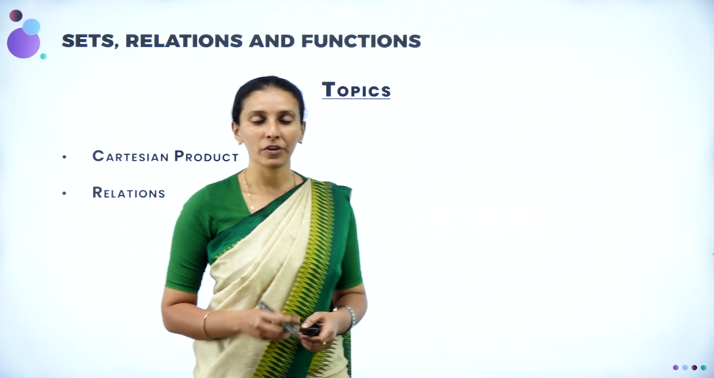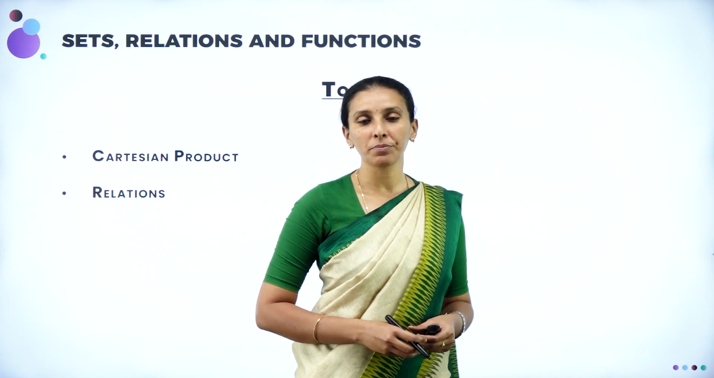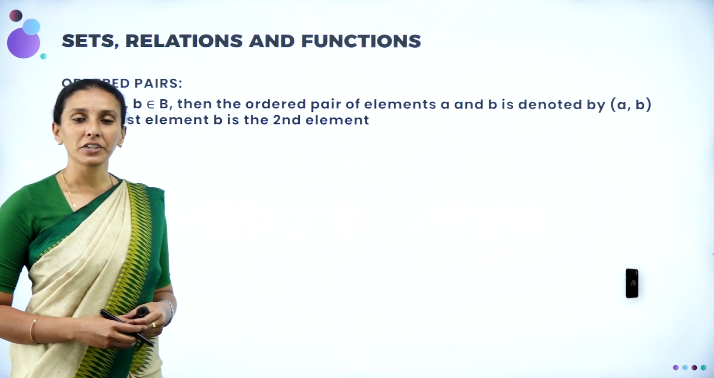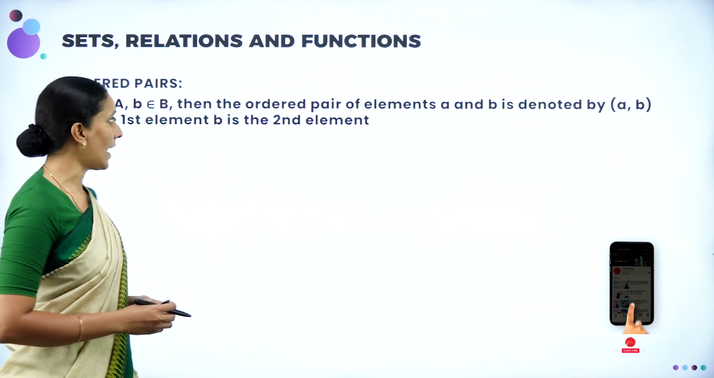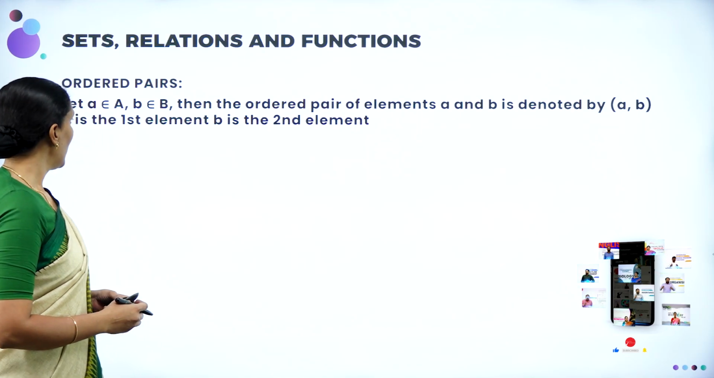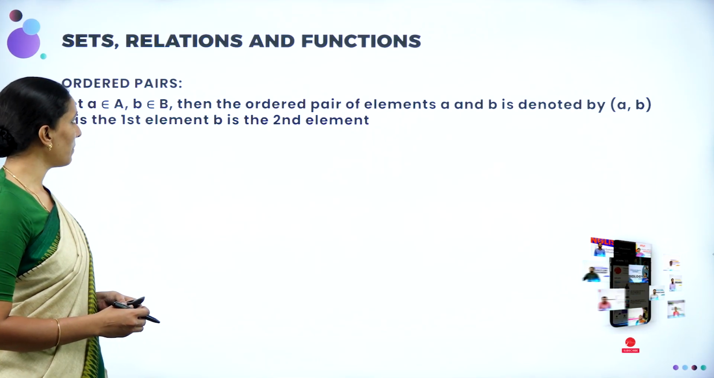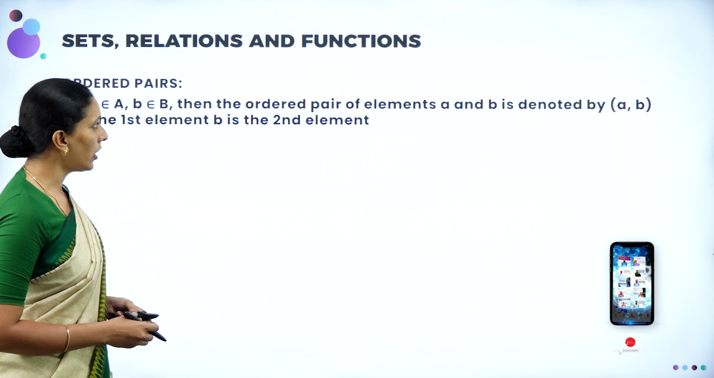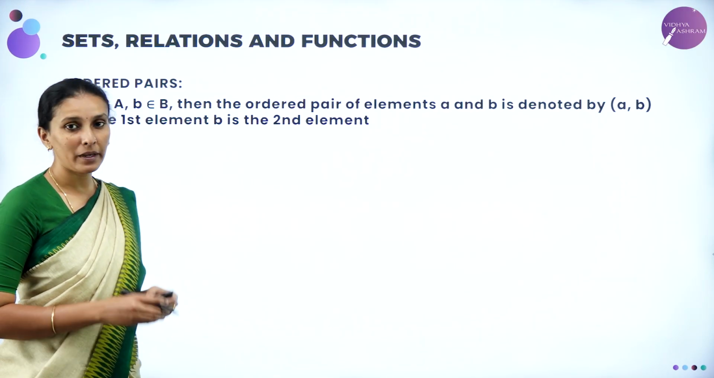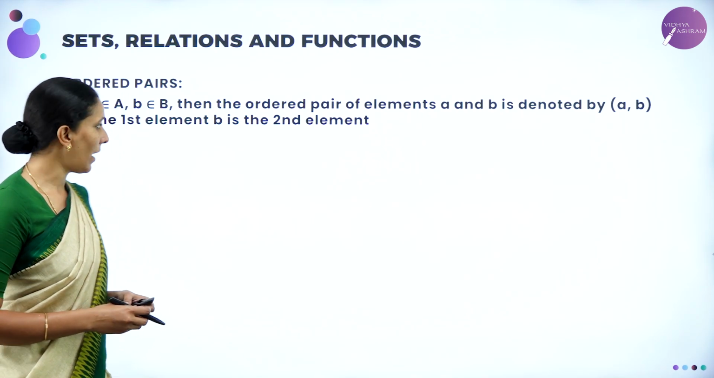Here in this session, we are going to study about the Cartesian product and the relations of sets. Before moving to the Cartesian product, we need to understand about the ordered pairs. So what do you mean by ordered pairs? Let a belong to set A and b belong to set B. Then the ordered pair of elements a and b is denoted by (a, b) inside the common bracket.